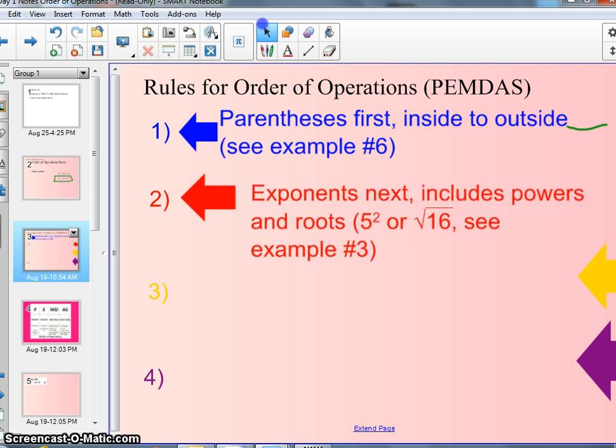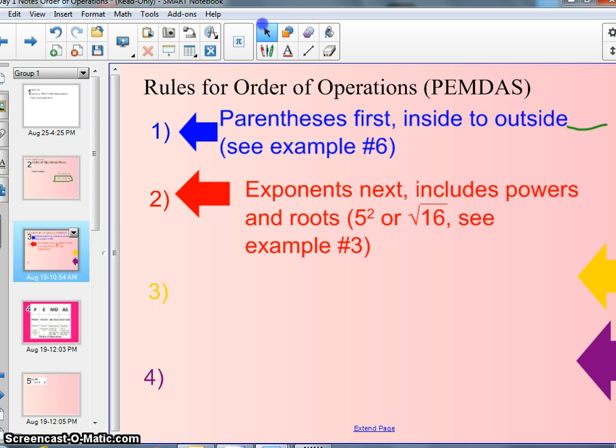Second is going to be the exponents. So the exponents include your powers or your roots or your radicals that you see, whether it's a square root or a cube root. If you have something like 5 squared, then you want to do that first. So there's our P, there's our E.